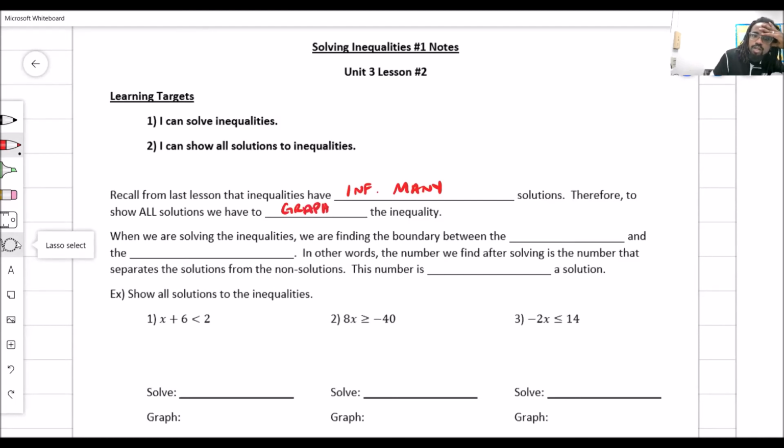Okay, when we're solving the inequalities, we are finding the boundary between the solutions and the non-solutions. The numbers that make the inequality true and the numbers that don't make the inequality true. In other words, the number we find after solving is the number that separates the solution from the non-solutions. Sometimes the number that separates it is a solution. Sometimes the number that separates it is not a solution.